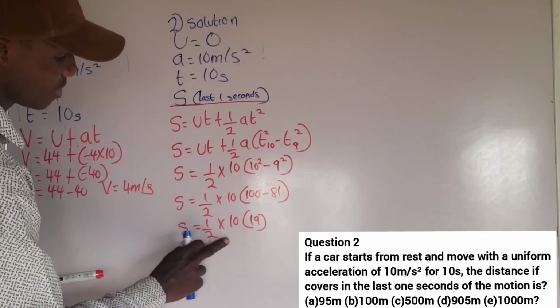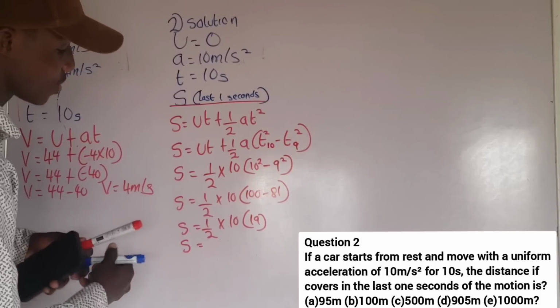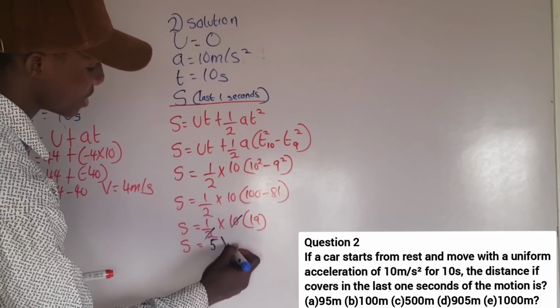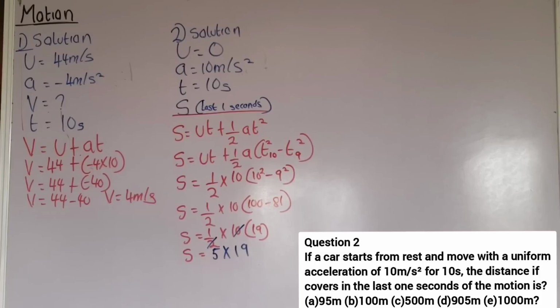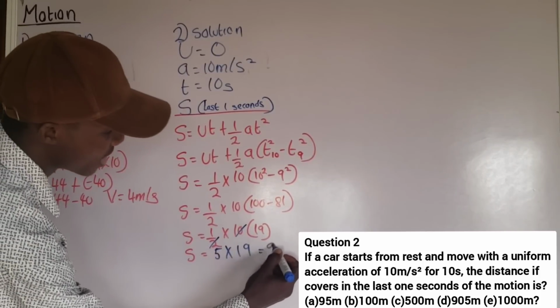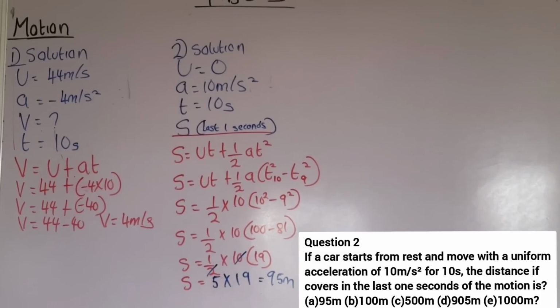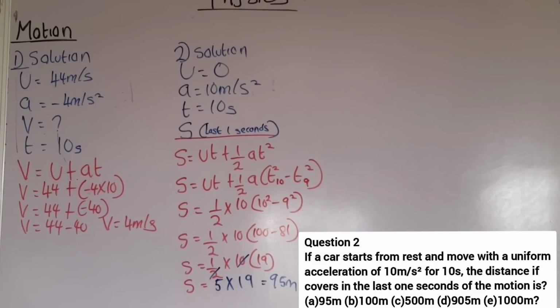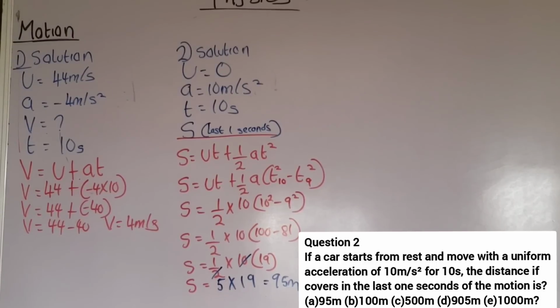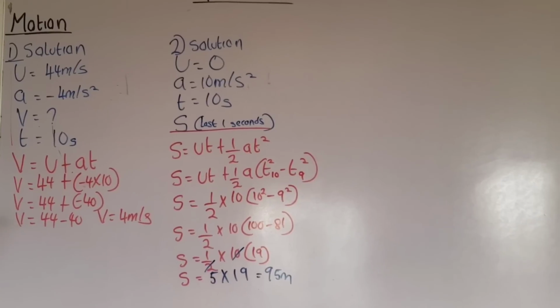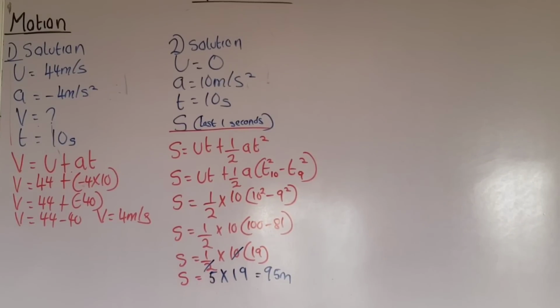So please pay attention, okay? Here I'm going to have 5. So I'm going to have 5 multiplied by 19, okay? You understand? So s equals 95 meters. So the correct option for that question is option A. That is 95 meters, okay? So let's proceed to another question.